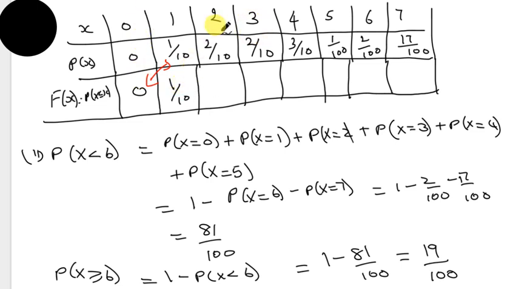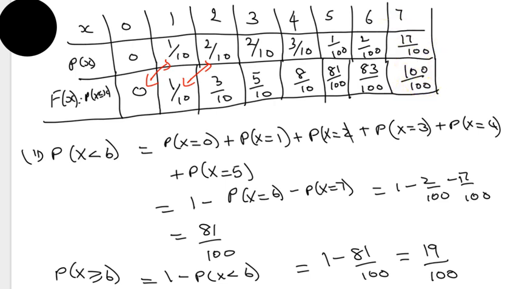Similarly, here it is for 2, less than or equal to 2. I should have 0, 1 and 2. So I will add these two, 1 by 10 plus 2 by 10, which is 3 by 10. Then again, here you will have 3 plus 2, 5 by 10, 3 plus 5, 8 by 10. 8 by 10 is 80 by 100. So this is 81 by 100 plus 2, 83 by 100 plus 17, 100 by 100.